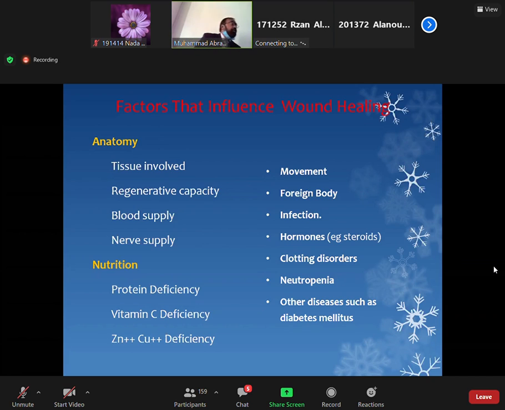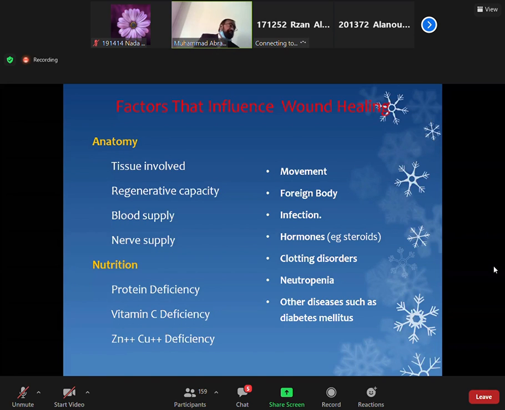What will it do if the foreign body is there? Which type of inflammation will be there? Foreign body inflammation. A granuloma will be formed, right? That is called foreign body. Which giant cell will be formed? Foreign body giant cell. Very good.